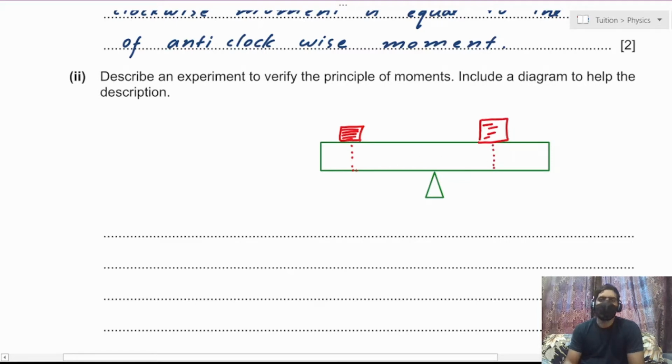And then you try to balance them. After you have balanced the meter rule, now you place the masses on both sides, you place the loads on both sides, and then you make sure that you adjust these two masses in a way that the system, or the meter rule, is balanced. Okay, so first of all, you can place this one at any random point, but the second one, you place it in such a way that the meter rule is balanced, right?